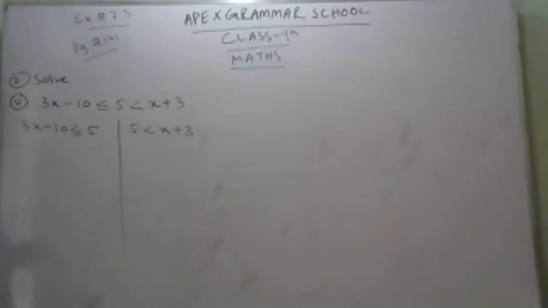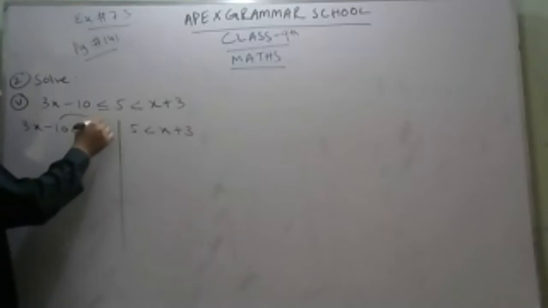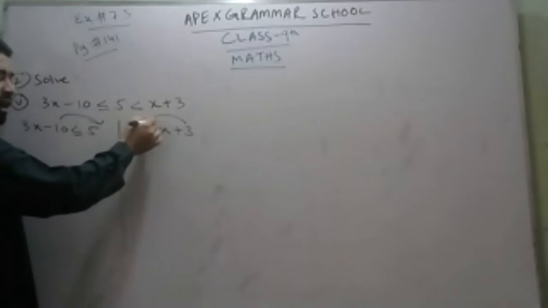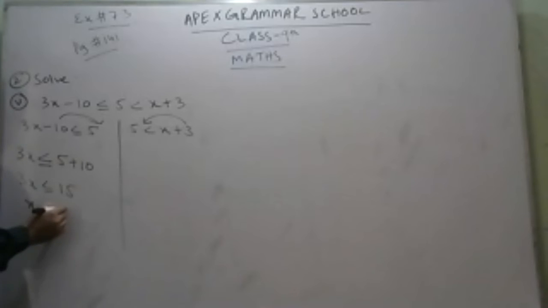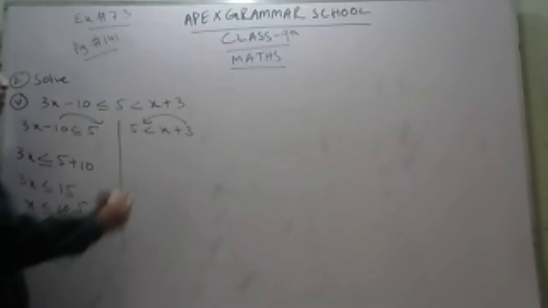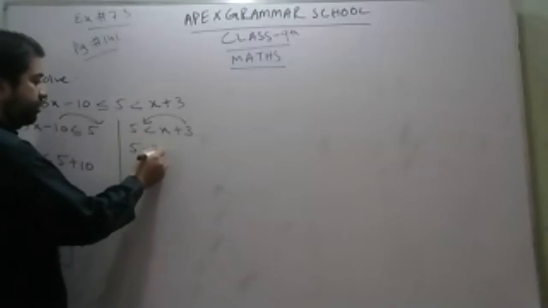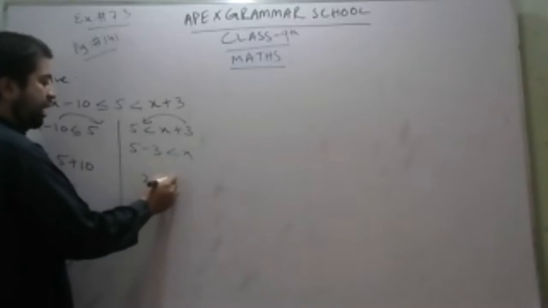Now solve it, easy. Minus 10 will be positive there, and this plus 3 will be negative there. 3x less than or equal to 5 plus 10. 5 plus 10, answer is 15. This 3 will divide there. 3 5s are 15, so x is less than or equal to 5. After that, this 3 will be negative there: 2 less than x.